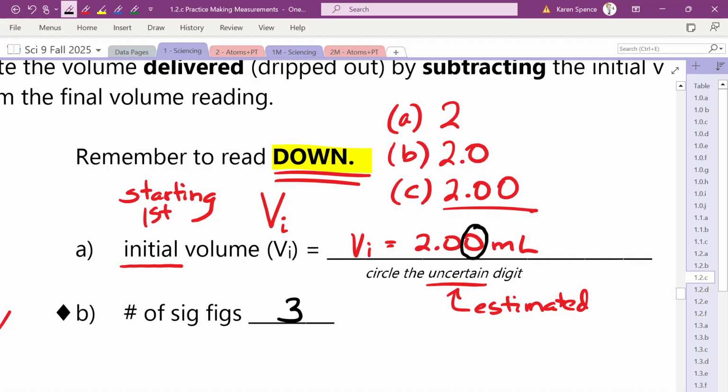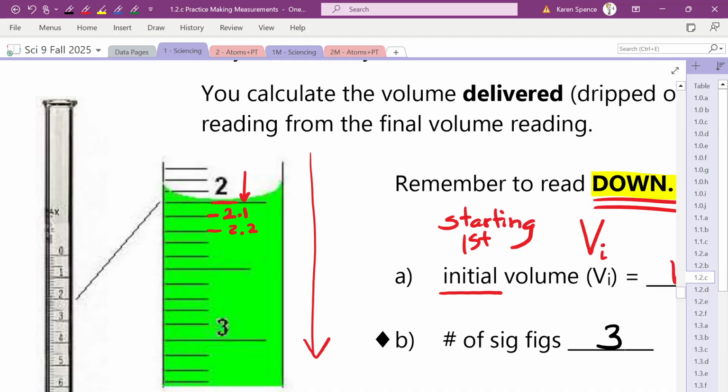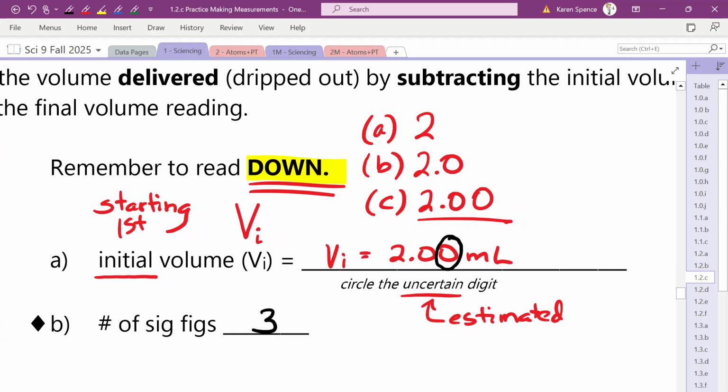Did anyone have something different for their initial volume? Yeah. 1.98 would be perfectly good because to me it actually looks like maybe it is a little bit above the 2. So it's after the 1.9, but it's before the 2.0. So 1.98 or 1.99 milliliters would also be good. Okay, so that's our initial volume.